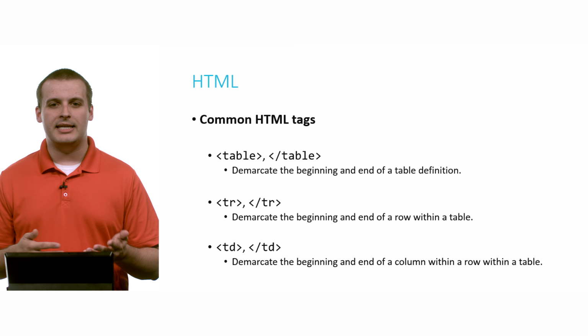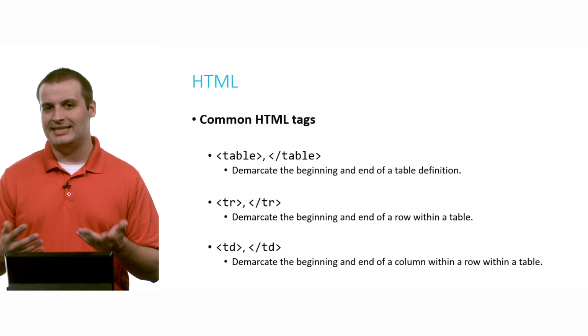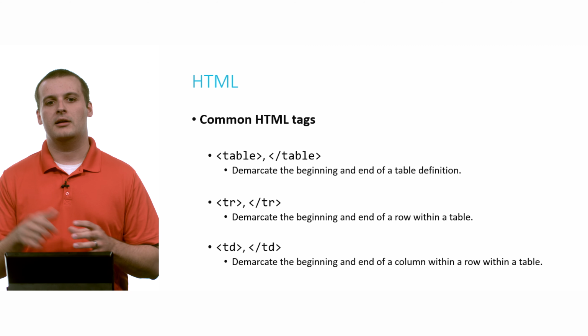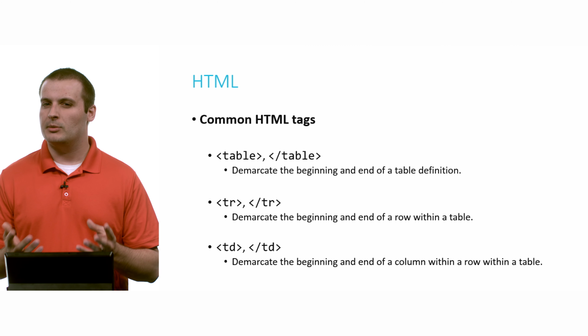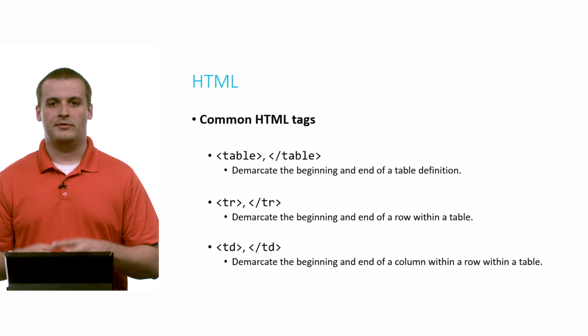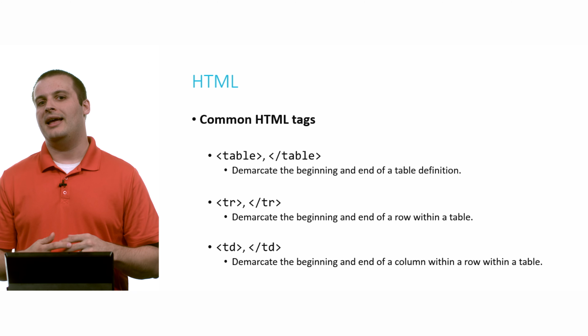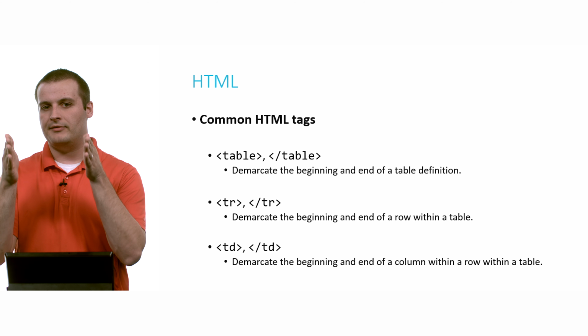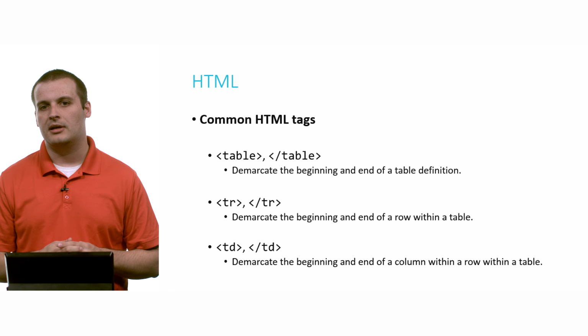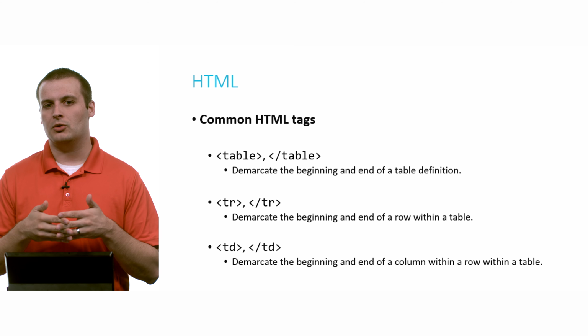Why is it called TD and not TC? Well, TD stands for table data. Usually you're putting your information there. So that's why it's TD and not TC. It's a little bit confusing. So you have table tags, and inside of your table tags you have a number of rows, TRs, and inside each row you have TDs for the number of columns that you want to have in that particular row.